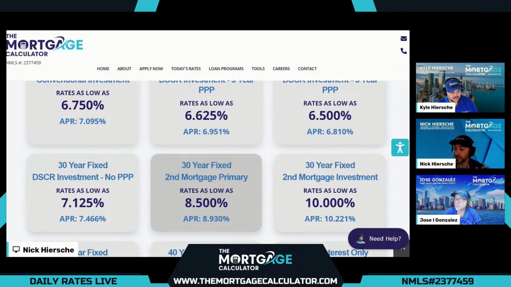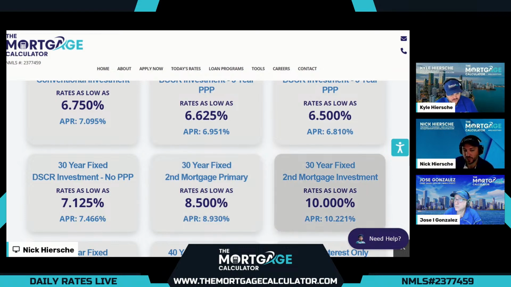Their only option typically is a HELOC, and we'll go over that today. But these fixed rate second mortgages do have lower rates. So they're great options to get cash out of that primary home. Rates as low as 8.5, final APR 8.930. And these are fixed and non-QM, so we can use bank statements and similar.